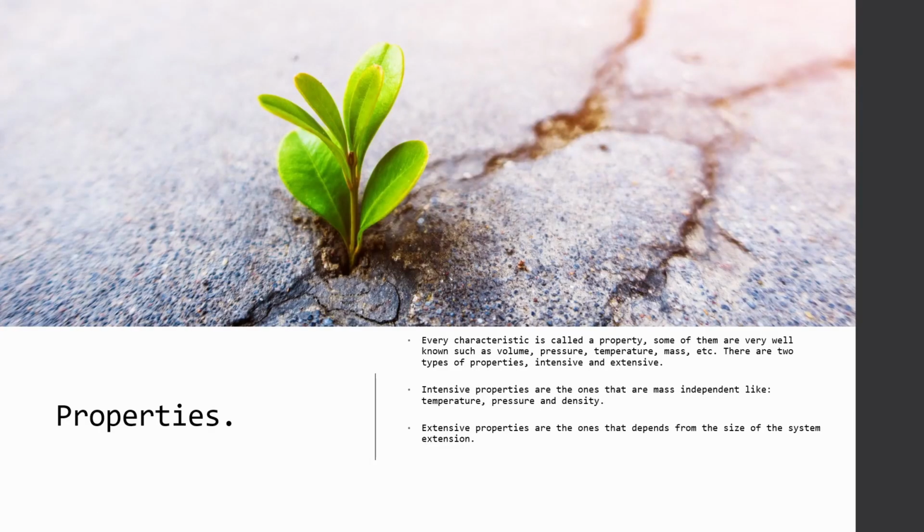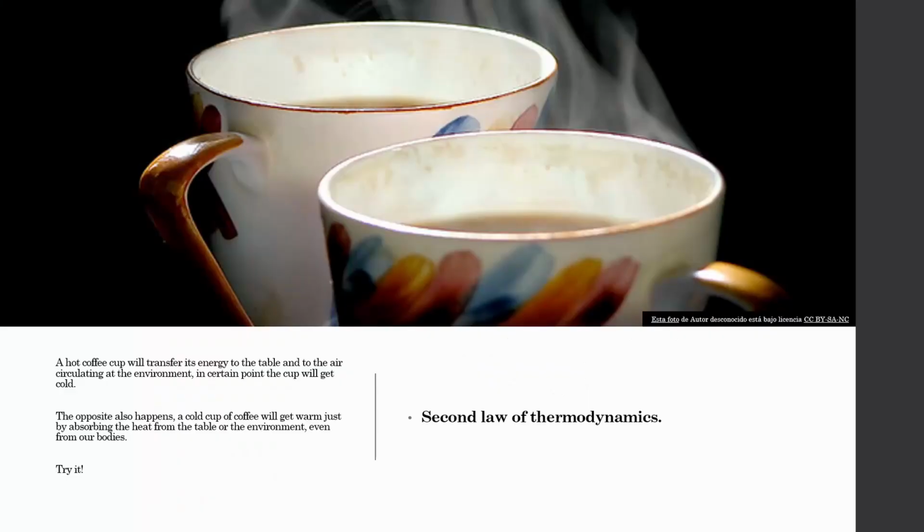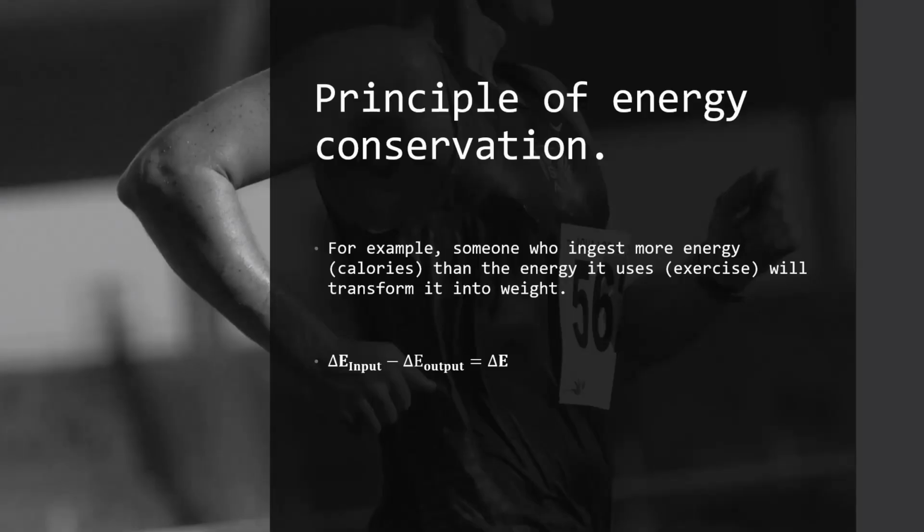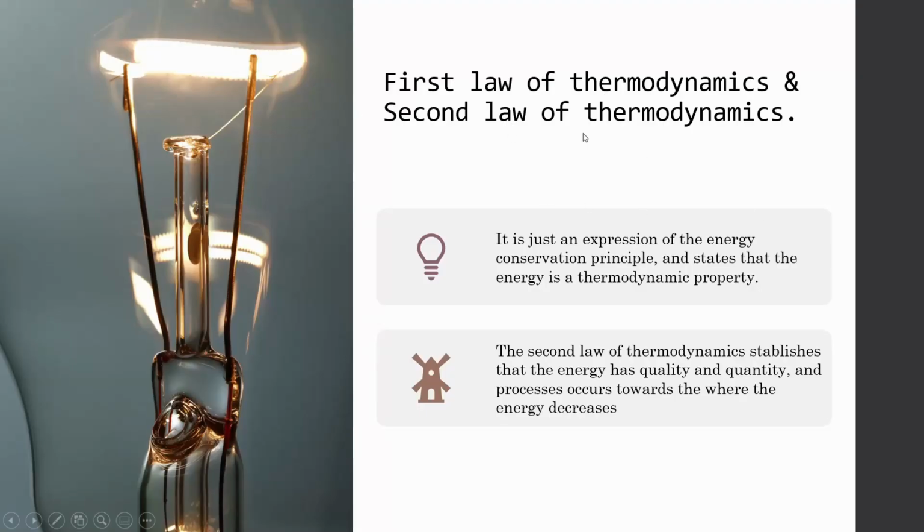And we also have something called properties, and it is a characteristic. Well, every characteristic is called a property. So one example of these are physical properties like volume, pressure, temperature, mass, weight, force, etc. Those are properties. And I think we mentioned that before. Let me go back a little bit here. So the first law of thermodynamics says that energy is a thermodynamic property. So if we have physical properties, we have thermodynamic properties, and one of those is energy.